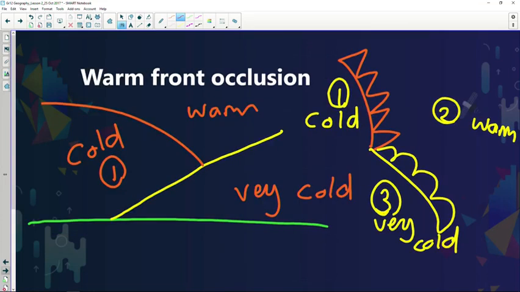With a warm front occlusion, this warm front attaches itself to the surface because the air in front of the warm front is colder than the air behind the cold front. Please don't get confused between the two. Keep in mind, study the diagrams, and you will be able to answer the questions.